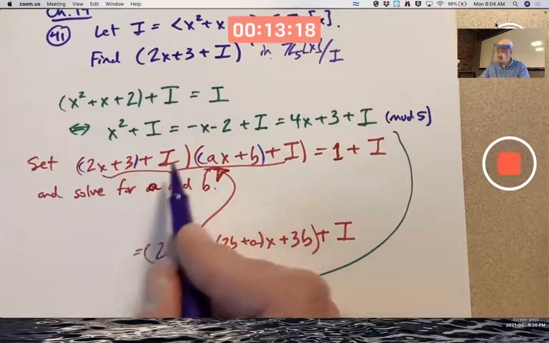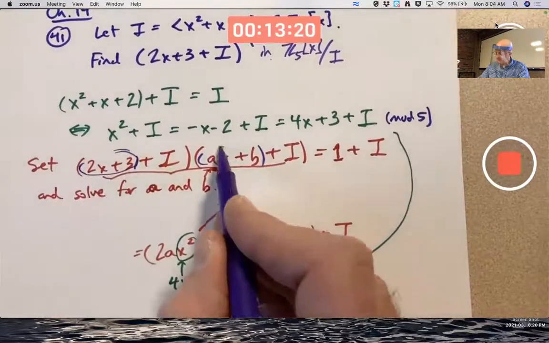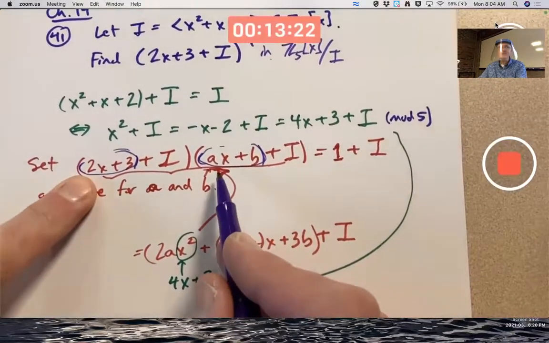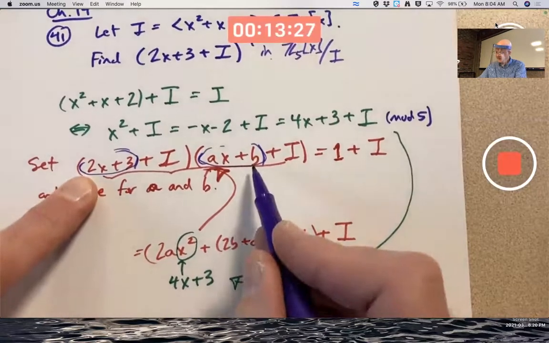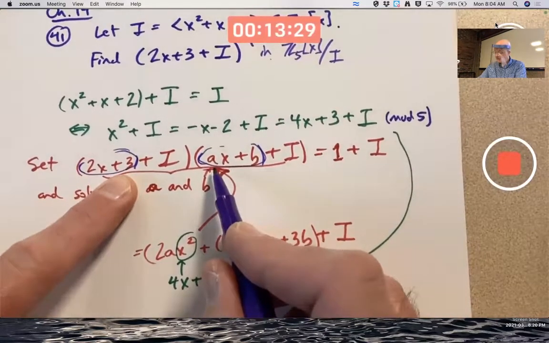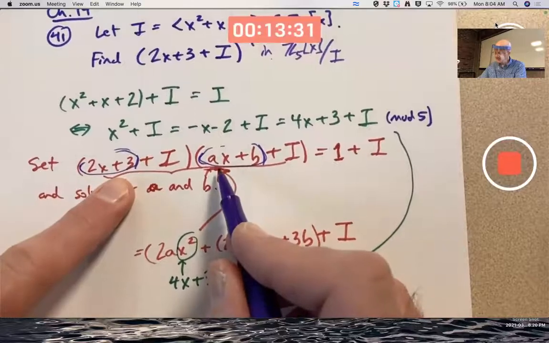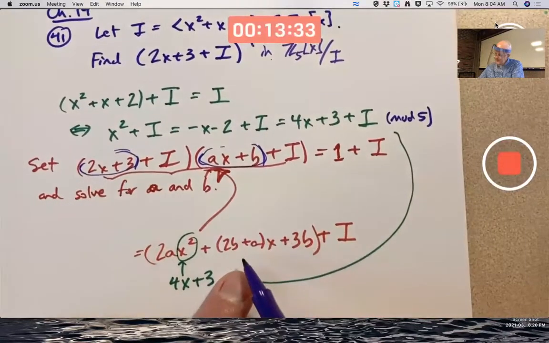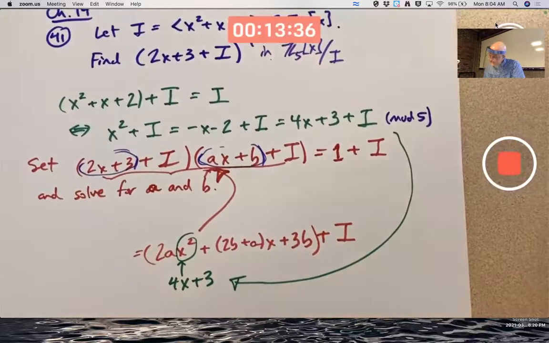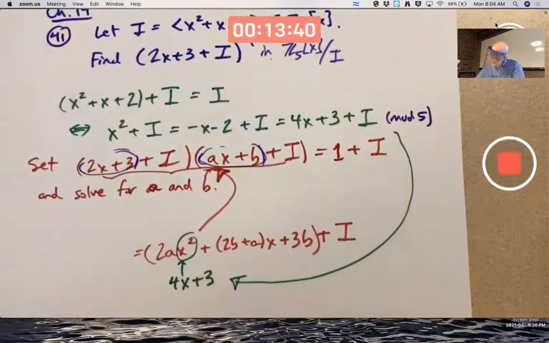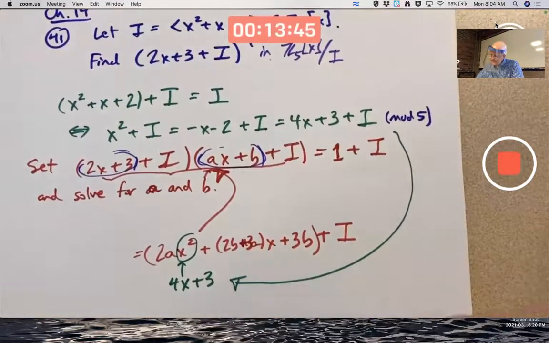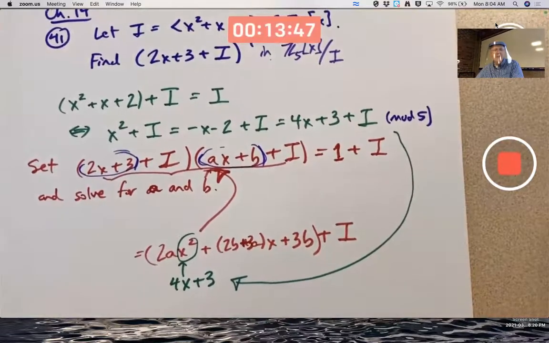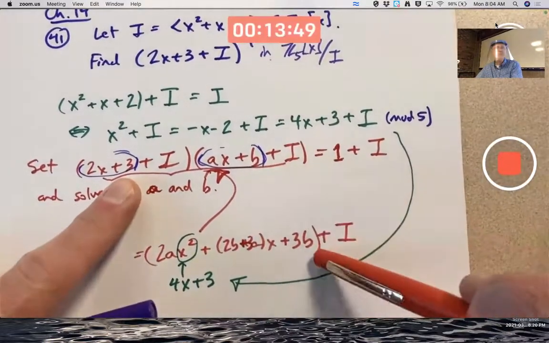So I have to do FOIL on these two things. 2x times ax would be 2ax squared. Then 2xb and 3ax, or 2bx and 3ax. It looks like I made a mistake here, didn't I? 2bx and 3ax are the outside and inside terms. And last times last would be 3b.